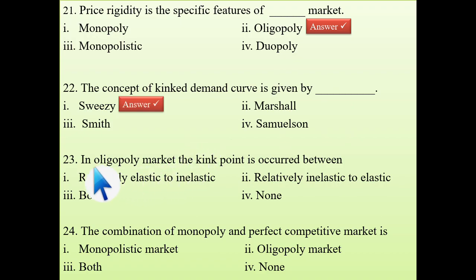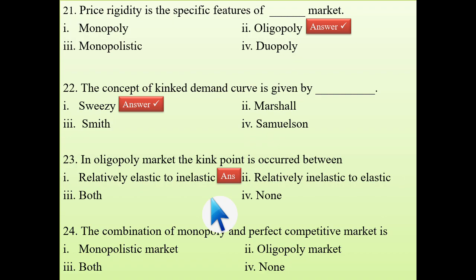Okay. Coming to question number 23, in an oligopoly market, the kink point occurs between. Okay, that means the price rigidity or the kinked demand curve. The kink occurs between two regions. What are those two regions? Relatively elastic to inelastic or inelastic to elastic? Well, the answer is relatively elastic to relatively inelastic. Between these two regions, the kink will be placed.